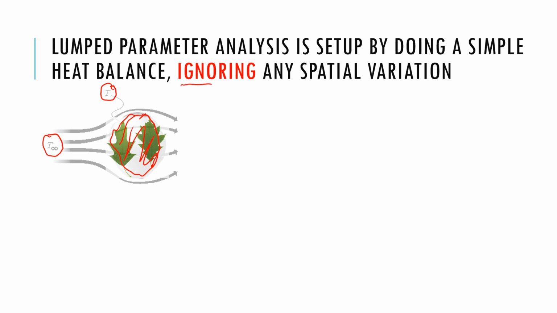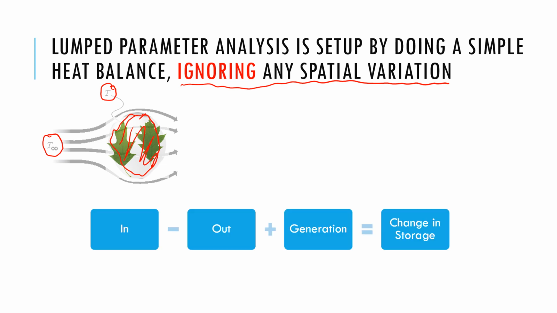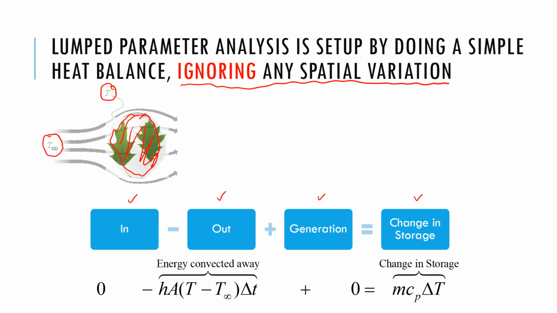That's the temperature of the entire solid, and the fluid flowing over is at T infinity, which is a different temperature. So we ignore any spatial variation inside the solid, and we apply the law of energy conservation. Energy coming in minus energy coming out plus energy generated is equal to the change in storage of energy. Now let's put in the quantities. Suppose this is a situation where the solid is warmer. If the solid is warmer, then it's going to lose heat.